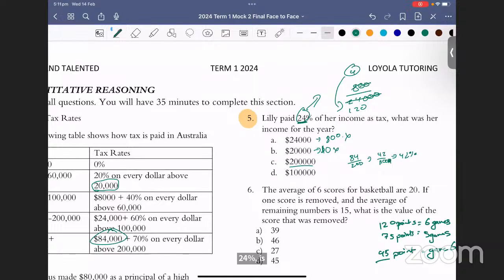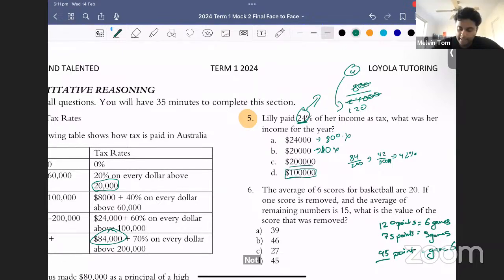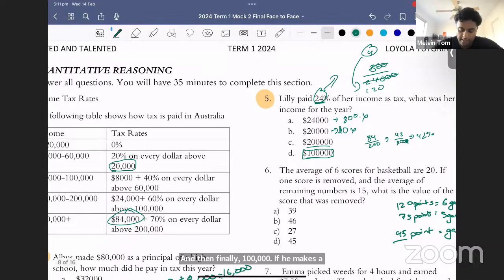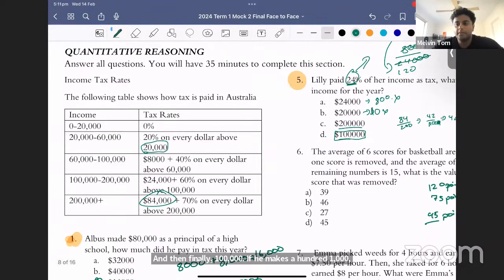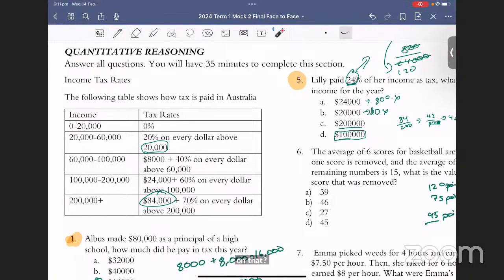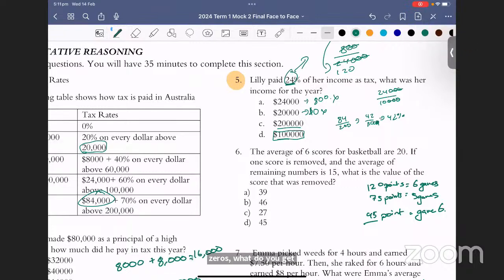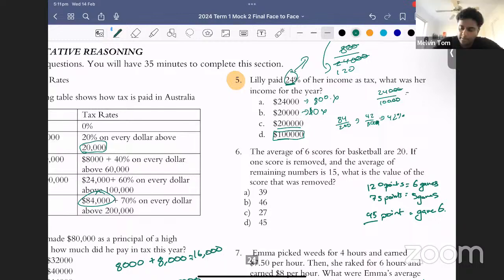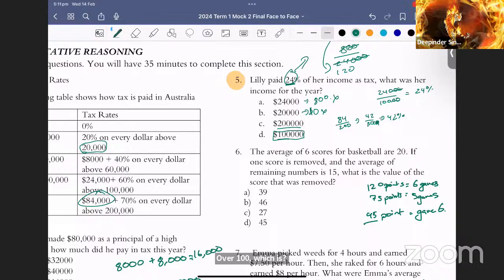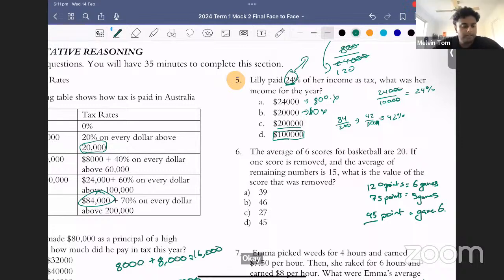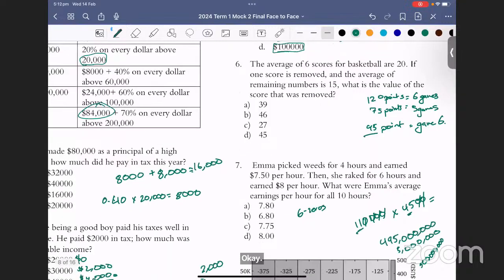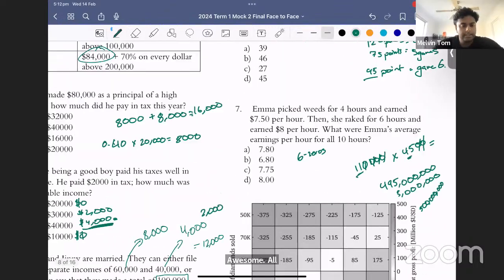Not. And then finally 100,000. If she makes $100,000, how much tax does she pay on that? 24,000. Good. And what's 24,000 over 100,000? Take away the zeros, what do you get? 24 over 100, which is? 24%. Do you understand? Yeah. Awesome. All right. So that's how you get that question.